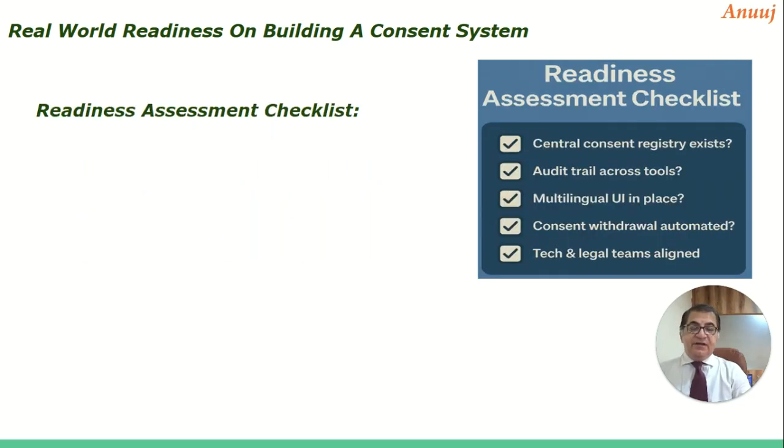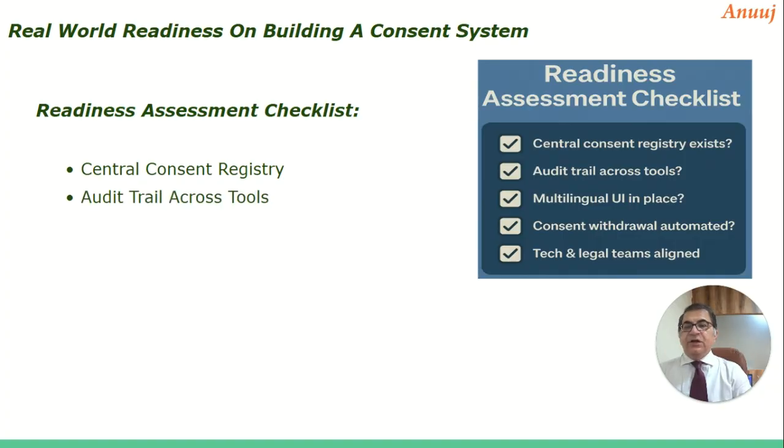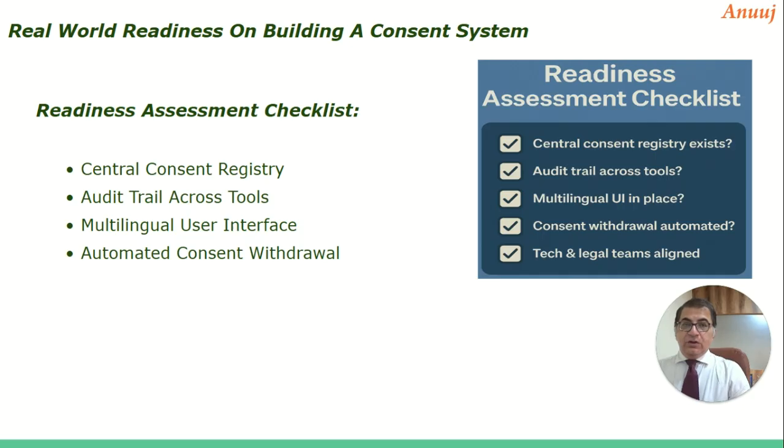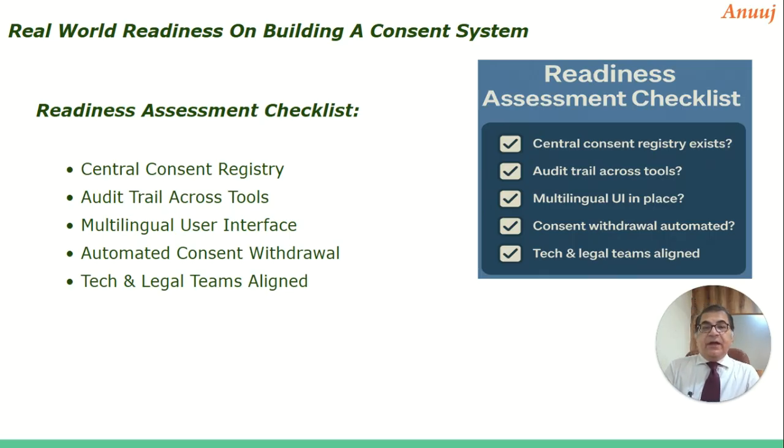So, what is the readiness checklist? There has to be a central consent registry in your system. All consents registered at one particular place. Audit trails should be available across all tools. It has to be a multilingual user interface, cannot rely on a single language. Consent withdrawal should be automated. Very, very important. And your tech and legal team should be aligned. Consent expiry should also get documented, and notified before it actually expires.